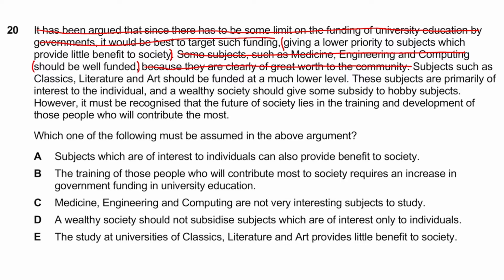And then it says such as classical literature and art should be funded at a much lower level. Again, the should. Remember, guys, this should stuff. Should, this needs to happen. This is really demanding language, indicating quite a strong opinion. But these all just link to the previous bracketed statement up here, so that's why I'm not really emphasizing them as much. So we could just X this part out. And then it says these are primarily of interest to the individual, and a wealthy society should give some subsidy to hobby subjects. Again, basically saying these subjects should be funded by more wealthy people because it's not going to benefit wider society. So I'm just going to bracket out from the mere fact that it has should.